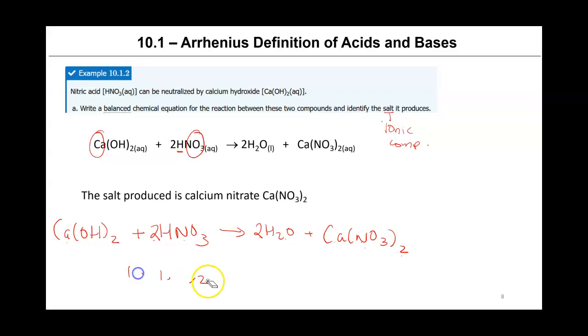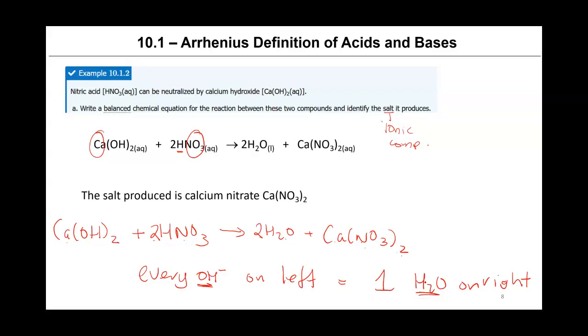Now a quick way of helping you get this into balance is to note this. Every hydroxide on the left equals 1 H2O on the right. So once you have everything other than oxygen and hydrogen balanced, you can always bring it into balance by making sure that your number of hydroxides on the left equals the number of waters on the right.